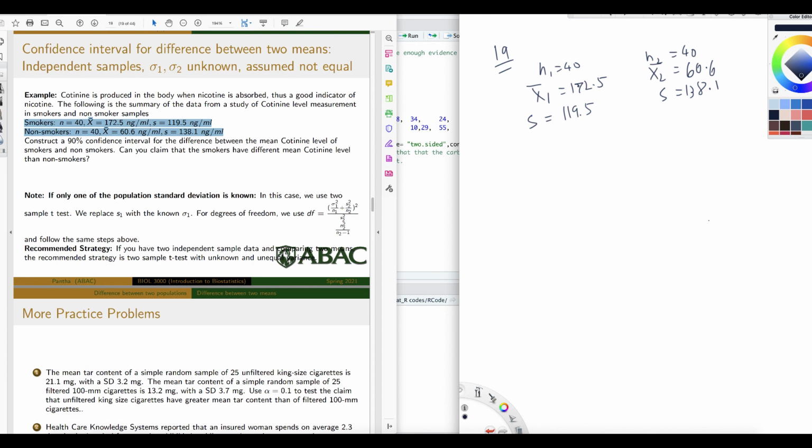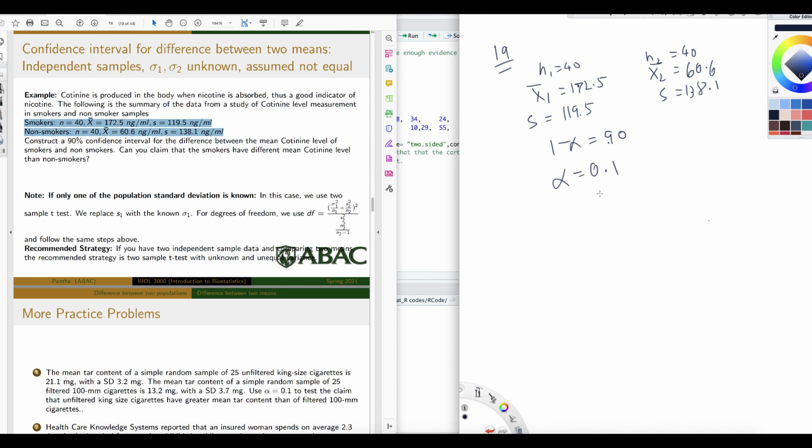So let me write down what the question is talking about. Cotinine is produced in the body when nicotine is absorbed, thus a good indicator of nicotine. The following is the summary of the data from a study of cotinine level measurement in smoker and non-smoker samples. Construct a 90% confidence interval. So it is saying 90%. So 1 minus alpha is 90%, that is 0.9. So alpha will be 0.1, right?